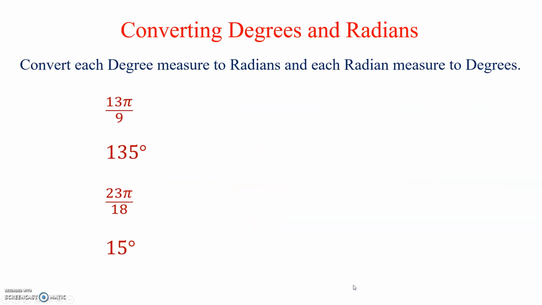So I'll do a few problems just to illustrate. It says convert each degree measure to radians and each radian measure to degrees. All right, so for the first one, 13 pi over 9, we obviously don't want the pi. Pi has to go in the bottom. If pi is in the denominator, 180 is on top. So that leaves me with pi's canceling. So this is the math that occurs. 13 over 9 times 180, 260 degrees. Done.